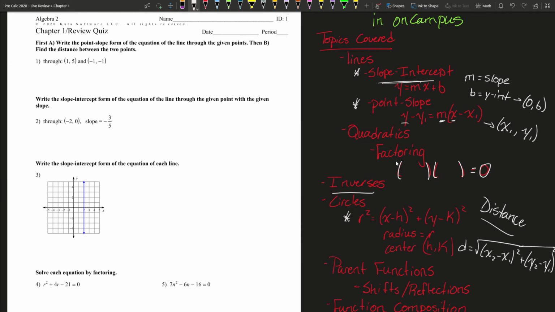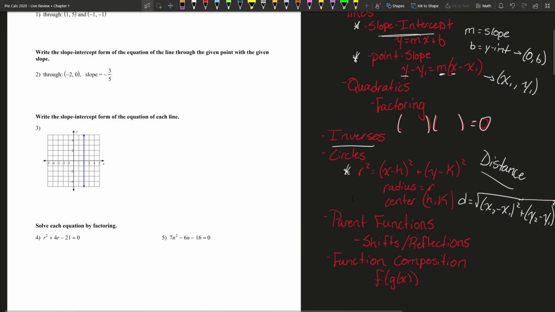Besides all those things, again, a little bit of a recap. We went over different parent functions, the ones that we need to know, like x squared, x cubed, absolute value of x, square root of x. Those are all things we need to know and what they look like. And then function composition. There's only going to be one of these on there because most of all of this other stuff is using function composition just kind of in the background. So that's what we've gone over.